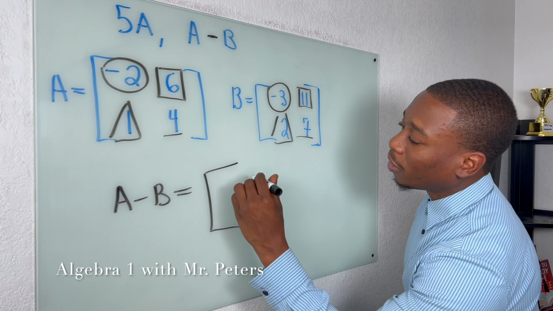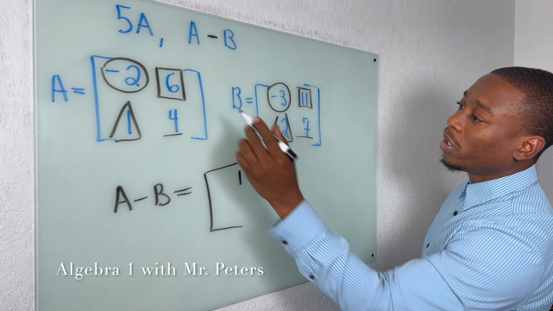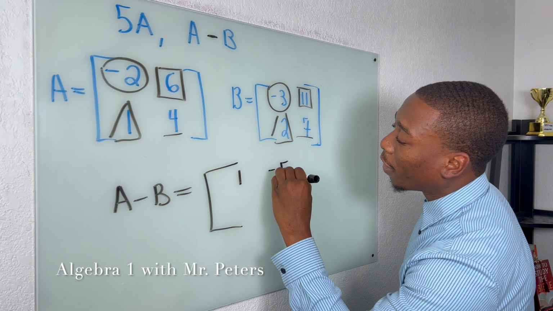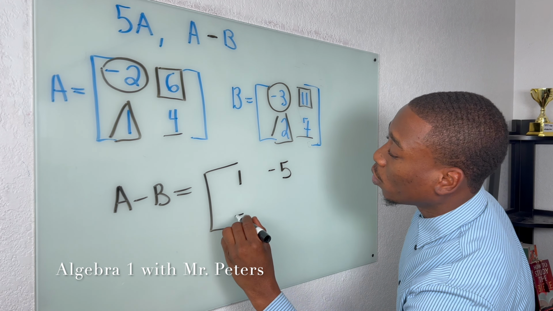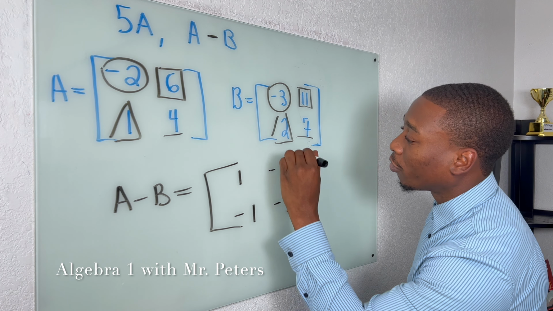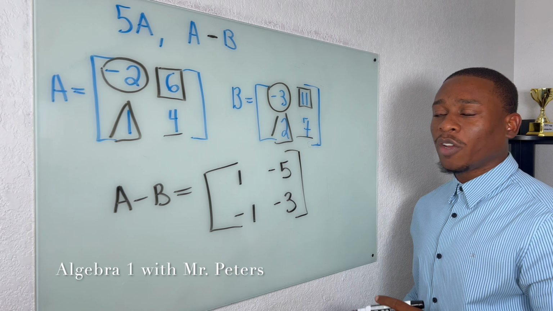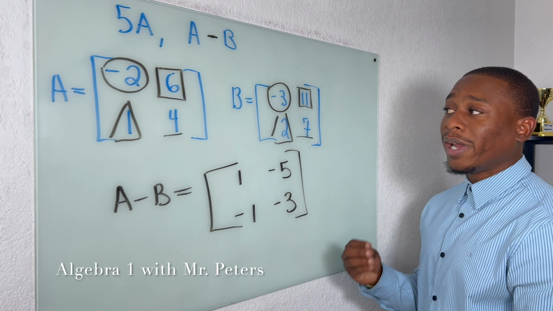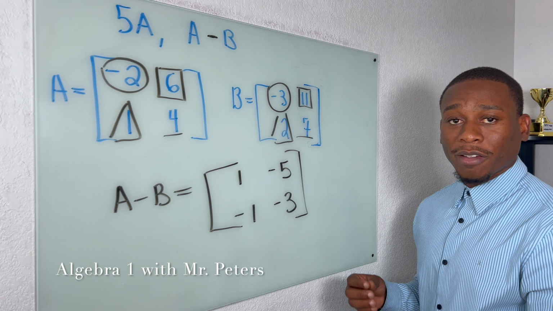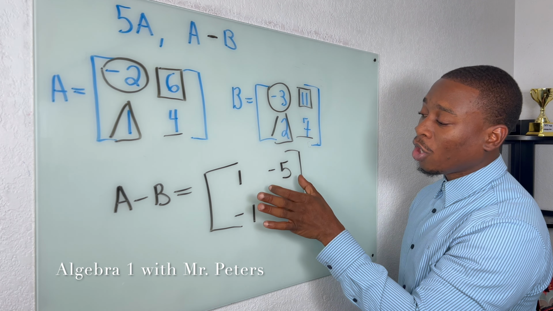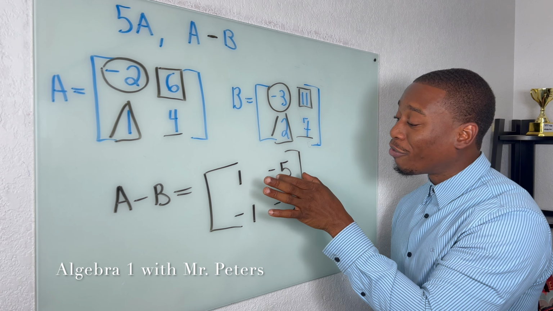-2 minus -3, that's going to give us a +1. 6 minus 11 is going to give us -5. 1 minus 2 is -1. And 4 minus 7 is going to give us -3. Now, like I said, guys, if we did it the opposite way, B minus A, we would not get the same exact values. Perfect example right here, 11 minus 6 would give us a +5.